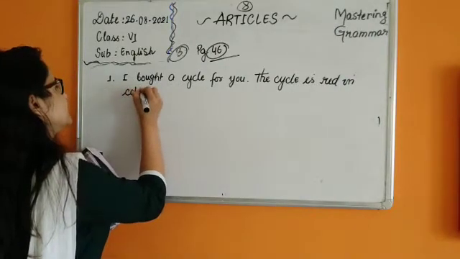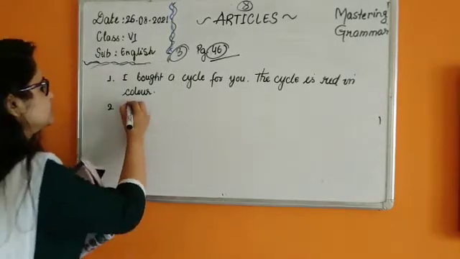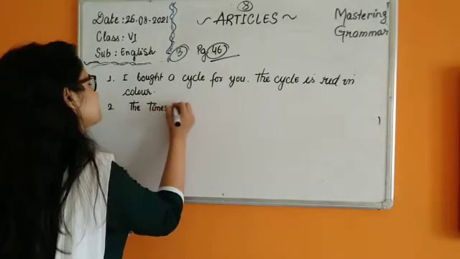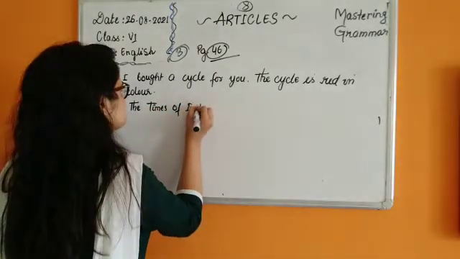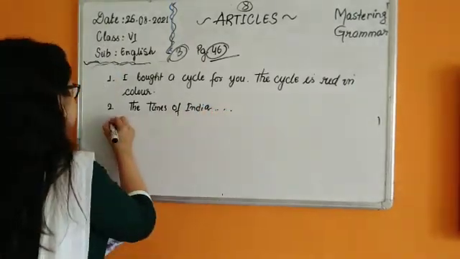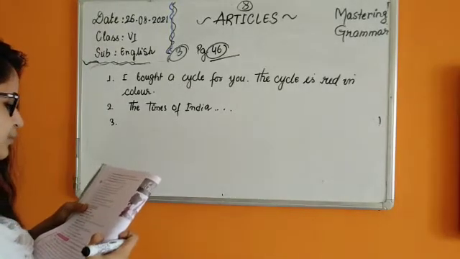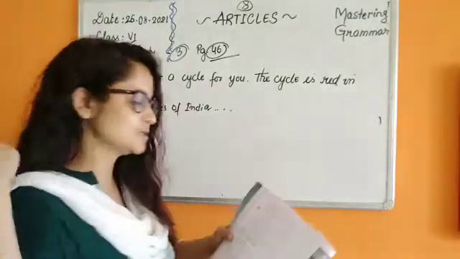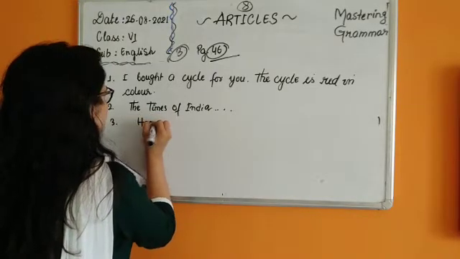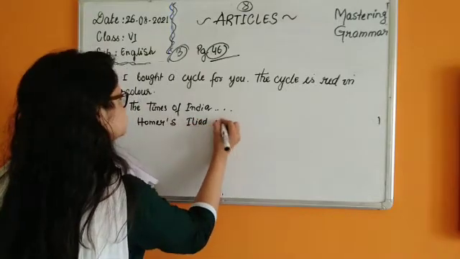Yes. Now number 2. Times of India. Before newspapers, I told you that we are always going to use the. So the Times of India. Okay. And there is another sentence as well, you have to finish it. Homer's Iliad is a well-known epic poem. So children, here you don't need the, so you are going to leave it as it is. So we are going to write the same. Homer's Iliad is a well-known epic poem.